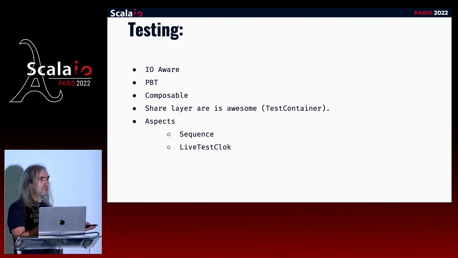For the test, I need to start a Pravega container, and I don't want to start a Pravega container for every test. It would take too long. There is a very simple mechanism to put a layer in the shared layer, and this layer will be shared by all the tests, even if tests are in different files. So it's very convenient. And also, there are many aspects. I won't be able to explain how it works. Aspects, like in classical OOP, allow you to say this sequence of tests must be run in sequence because there are some dependencies, or this test must use the live clock and not the test clock that you can play with.